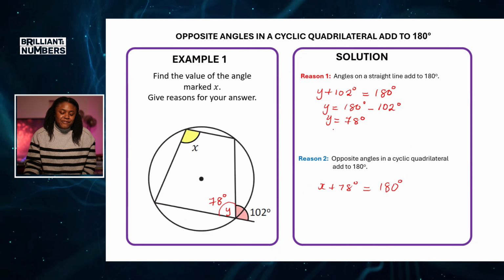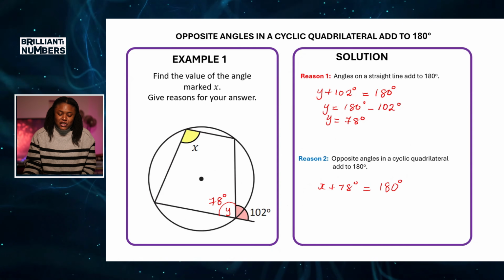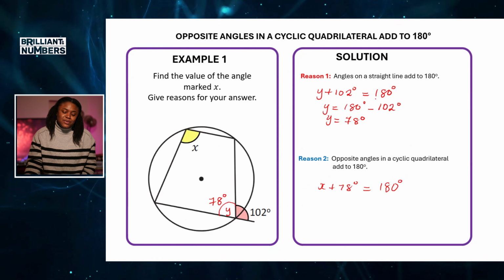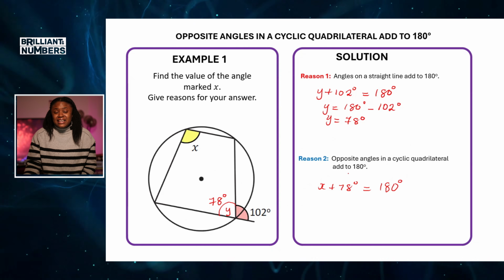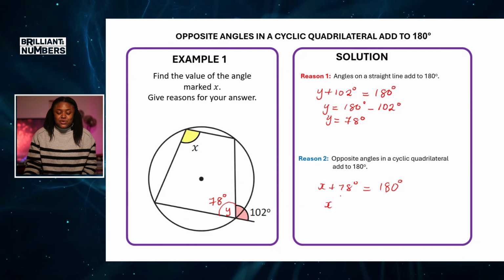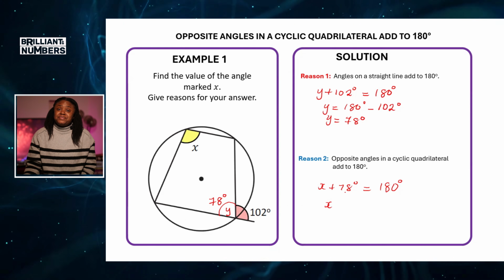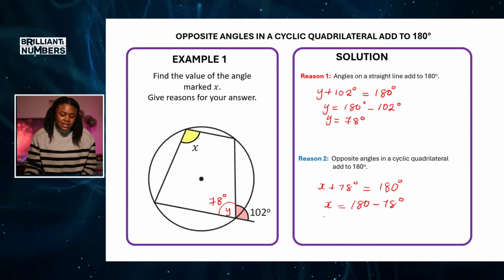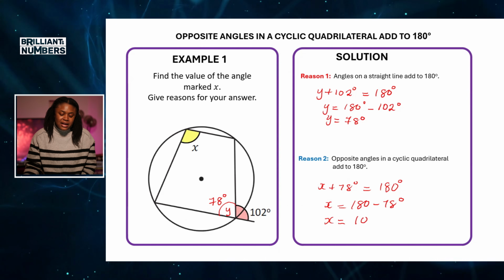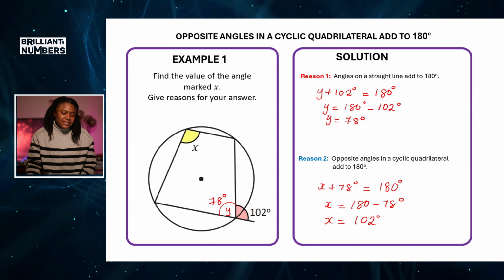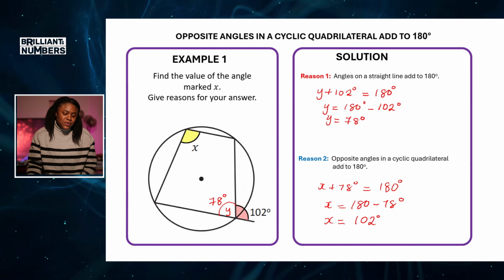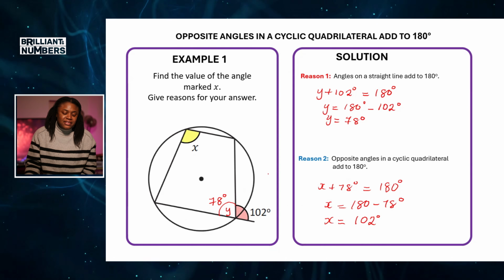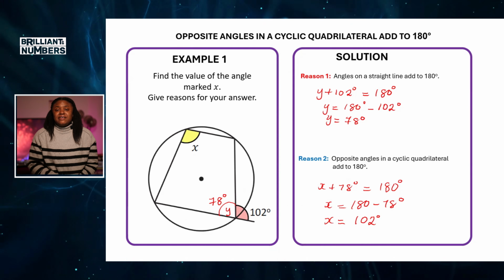So here, if x plus 78 is 180 degrees, and y plus 102 degrees is equal to 180 degrees, then I can deduce that x is also going to be 102 degrees. So x will be equal to 180 take away 78 degrees. So therefore x is 102 degrees. We can see that the angle here between the chord is 102 degrees and also the one in the quadrilateral. So therefore, we have found our answer.